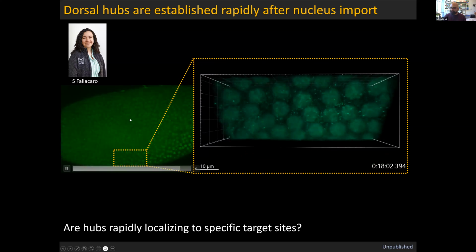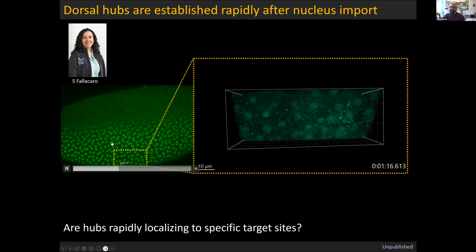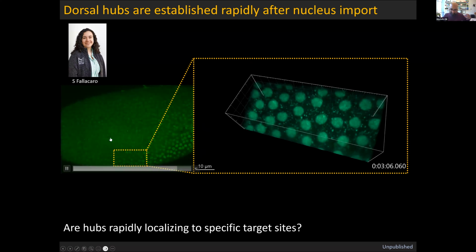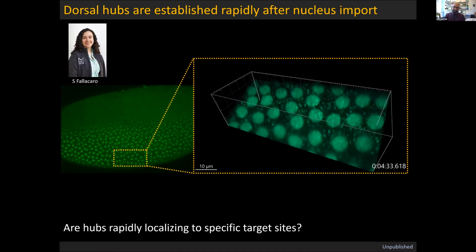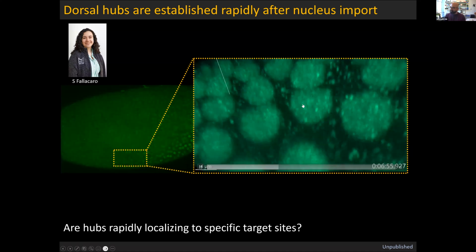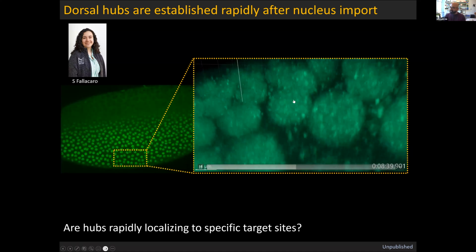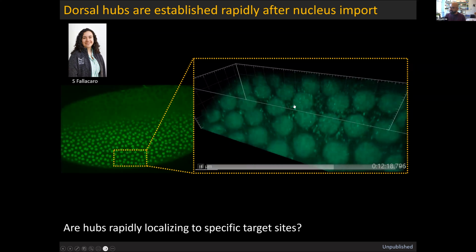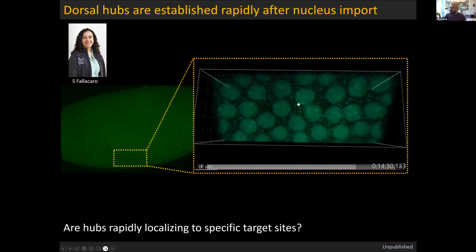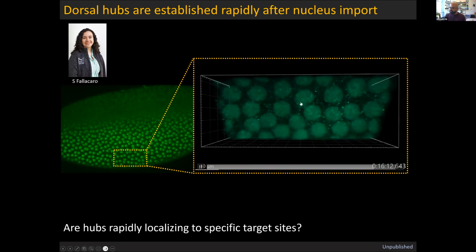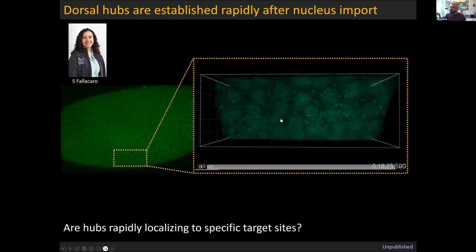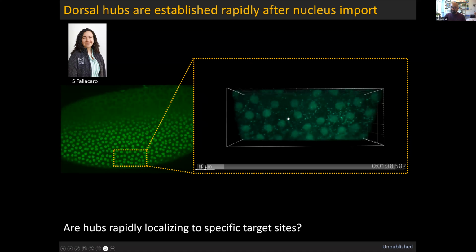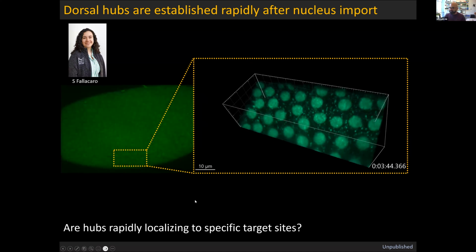Now, dorsal is really cool because at each nuclear division, it gets pumped in very rapidly into the nuclei. And as it gets pumped into the nucleus, we begin to see that it forms these distinct high concentration regions. There's also puncta outside of the nuclei, but we can ignore those for now. That's not relevant to this story. But within the nucleus, you see they very quickly form as the concentration is increasing.